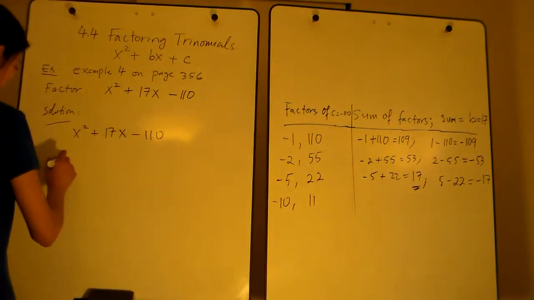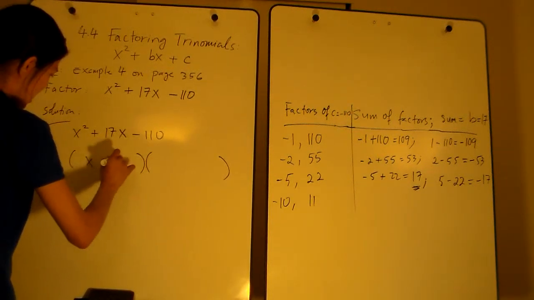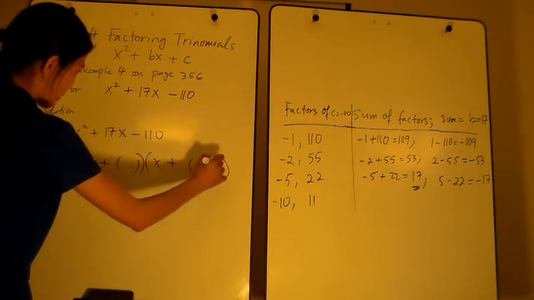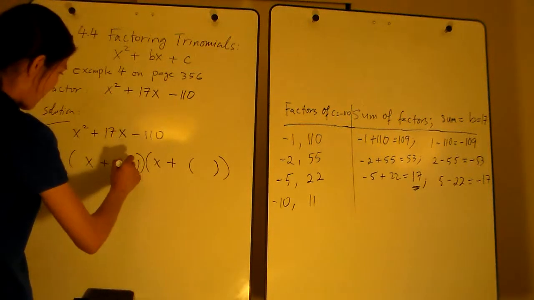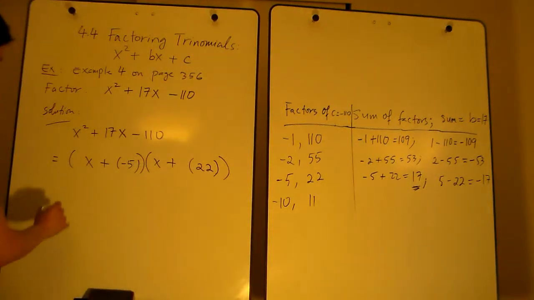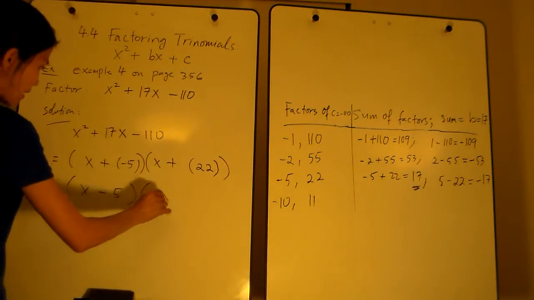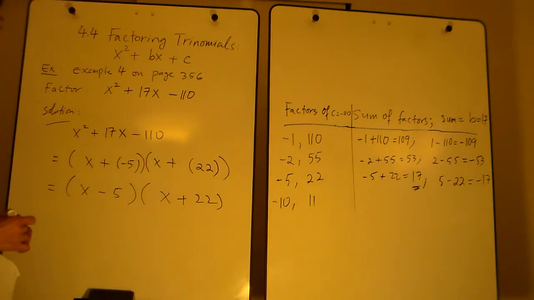Alright, so when you factor, x plus what is the factor? The factors are negative 5 and 22. Simplified, we get x minus 5 times x plus 22. Okay, that is the answer of example 4 on page 356.